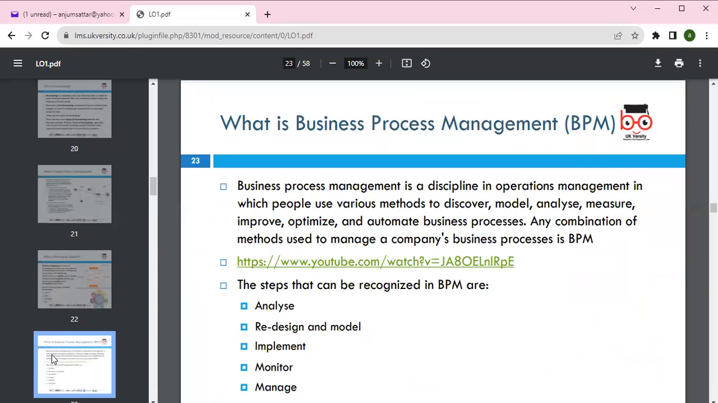Then, what is business process management? BPM is a discipline of operation in which various methods are used to discover, model, analyze, measure, improve, optimize, and automate business processes, which we need to carry on doing and reflecting on.